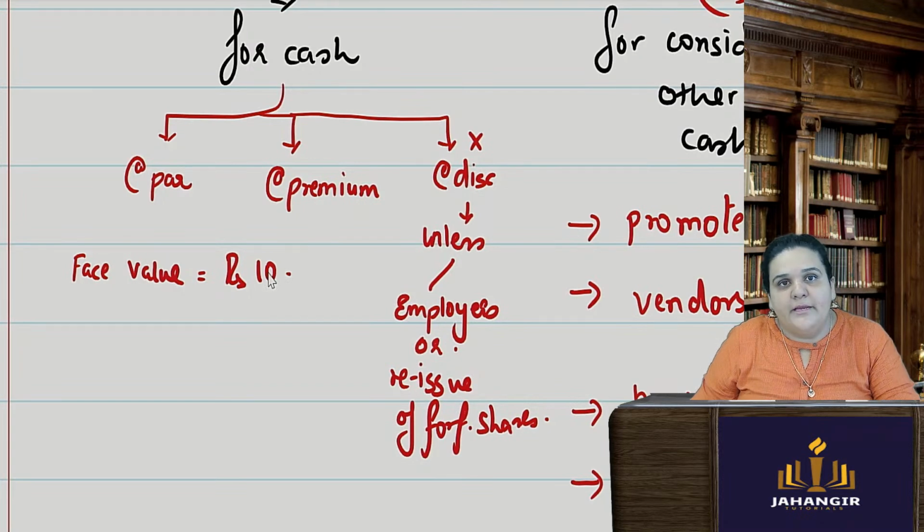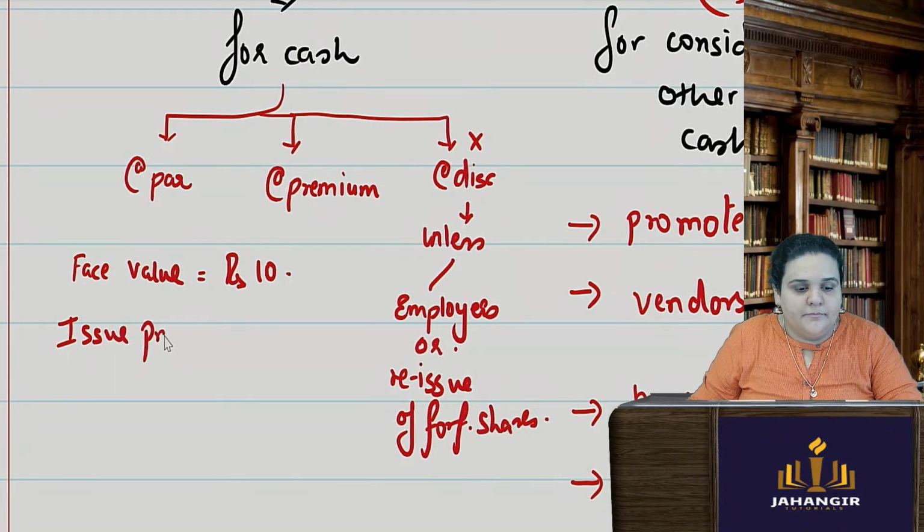But when I am issuing it to the public, my issue price is there. I can decide my issue price. So my issue price is also say rupees 10. So I can say my issue is at par. The face value is the same as my issue price.